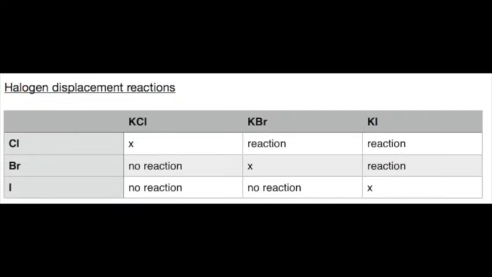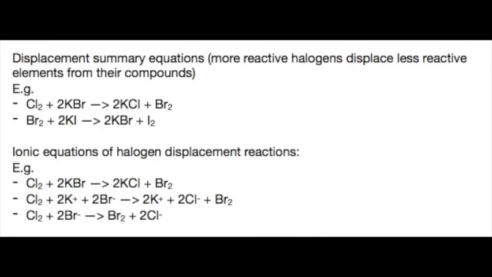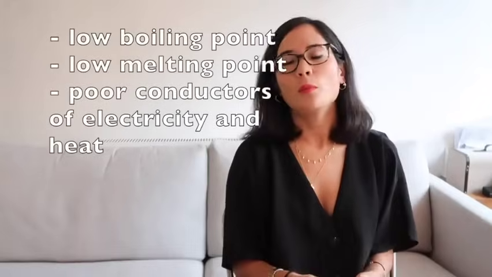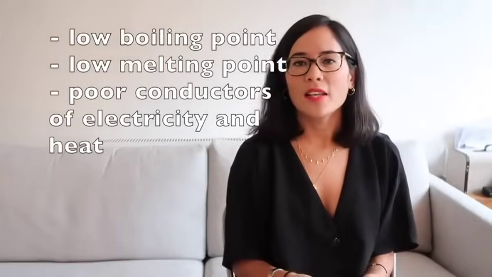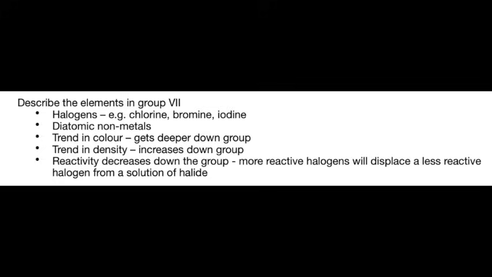So if we look at the halogen displacement table, we tend to only look at the elements chlorine, bromine and iodine. You'll find that chlorine displaces both iodine and bromine from their compounds. You clearly don't react chlorine with potassium chloride, because there'll be no reaction. If you try and displace chlorine from potassium chloride, for example, using iodine, that won't happen because iodine is less reactive. So just learn the rules for this and the summary equations. In terms of their general properties, remember they have low boiling points and low melting points, and they are poor conductors of heat and electricity.